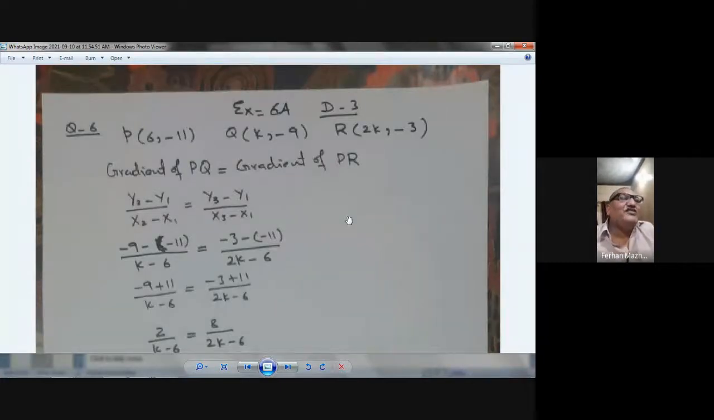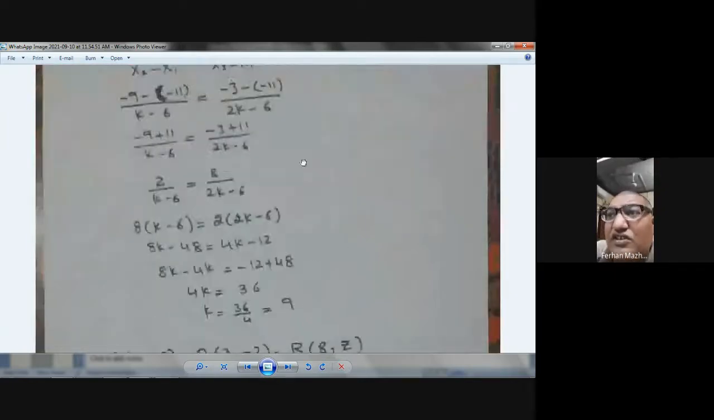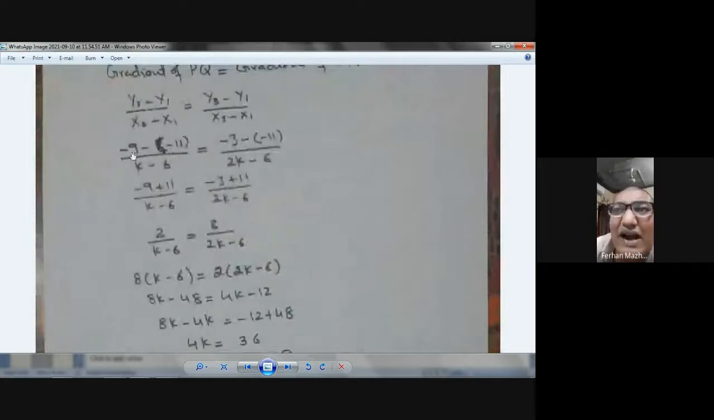So the y2 here is minus 9, y1 here is minus 11, x2 here is k, x1 is 6. Y3 here is minus 3 and the y1 obviously is minus 11. X3 is 2k and the x1 is 6. I just put those values there and then we did the calculation. You see here, it will become minus 9 plus 11 divided by k minus 6. It will be minus 3 plus 11 divided by 2k minus 6. This will give you 2 divided by k minus 6. This will give you 8 divided by 2k minus 6.